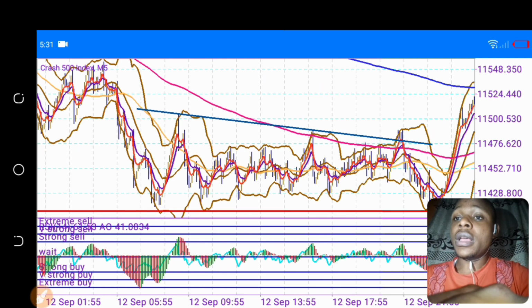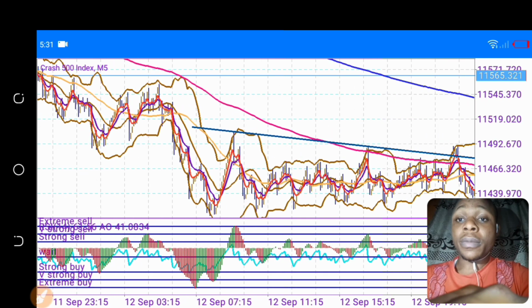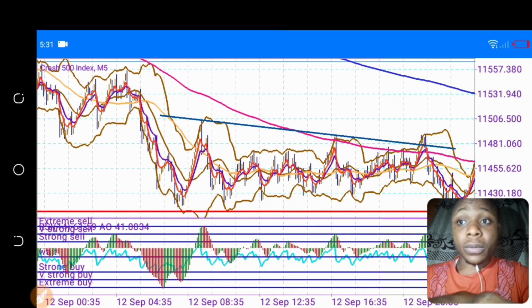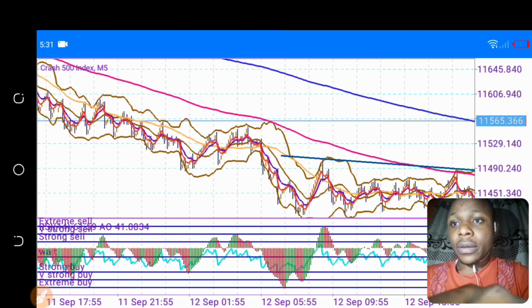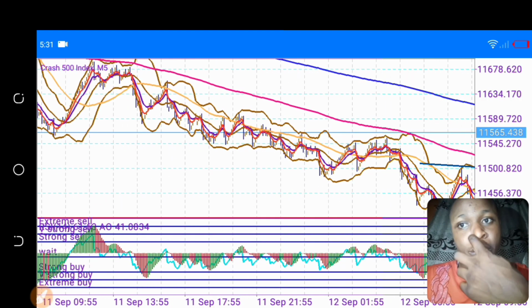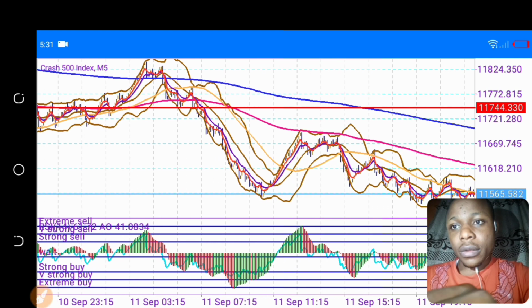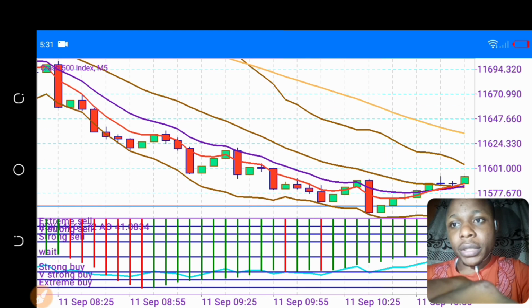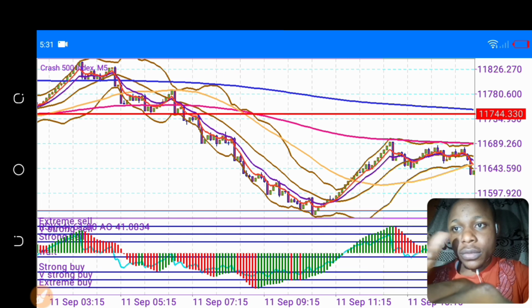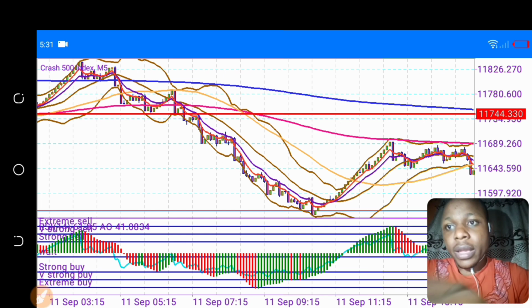Oh, sorry. The resistance and support lines, I taught you only on the swinging method, right? On the strong downtrend or uptrend, you can also use resistance and support lines. Here is how.